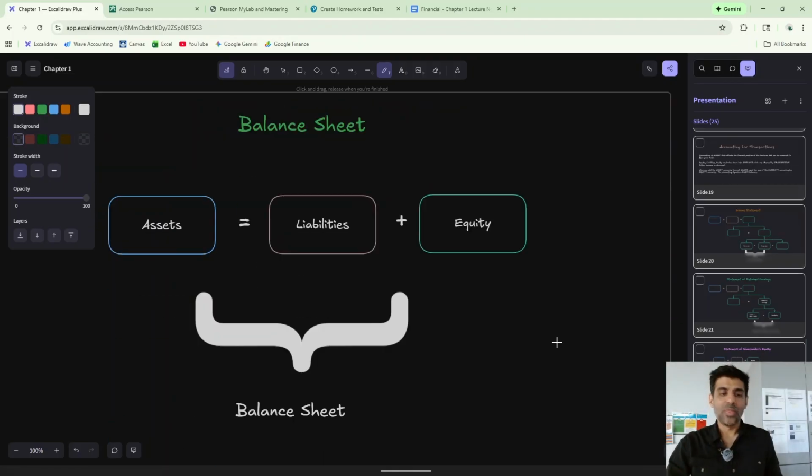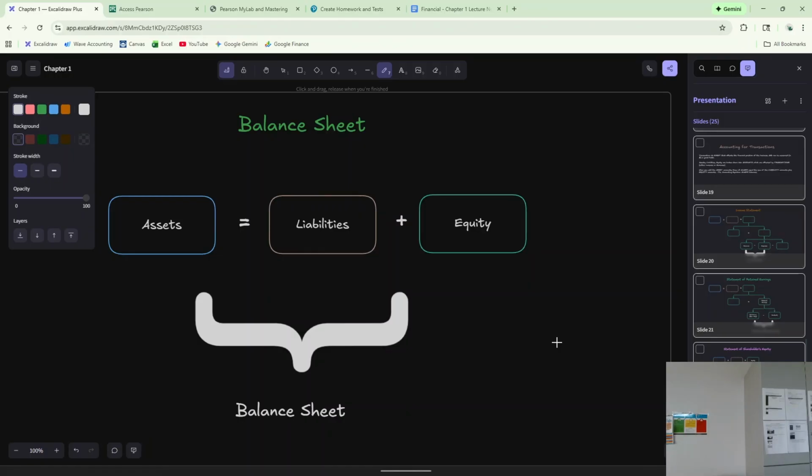And then the main financial statement is called the balance sheet. The balance sheet is going to show all your assets, and it's going to show that that equals liabilities plus equity. It's going to show that this balance is maintained as of the end of the year.